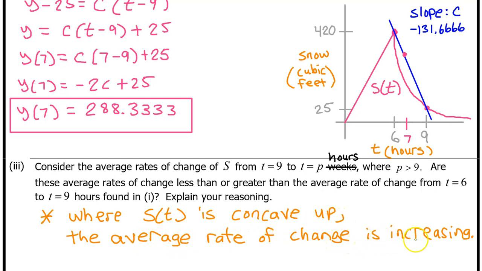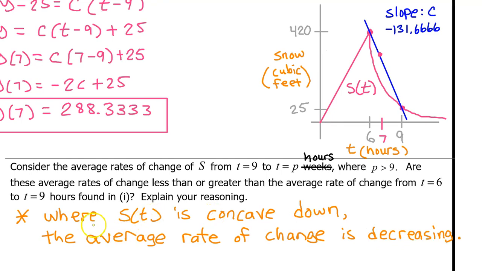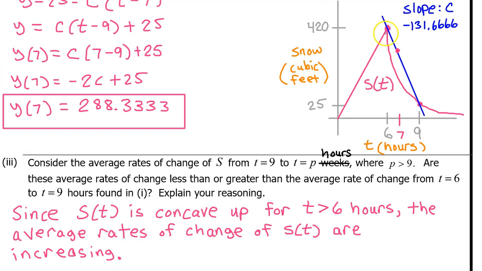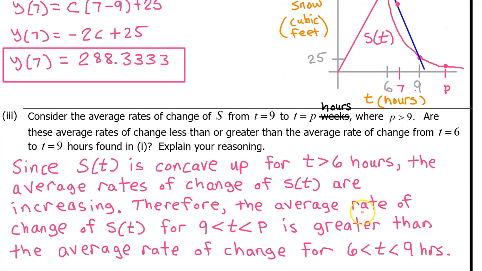In Unit 1, we learned that wherever S of t is concave up, the average rate of change of S of t is increasing. We learned that any interval where S of t is concave down, the average rate of change of S of t is decreasing. Since S of t is concave up for t greater than 6 hours, the average rates of change of S of t are increasing. Therefore, the average rate of change of S of t on the interval from 9 to p is greater than the average rate of change on the interval from 6 to 9.